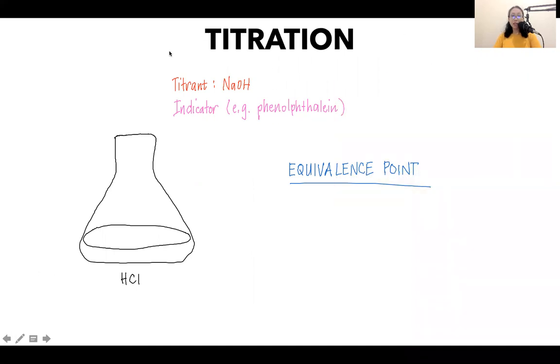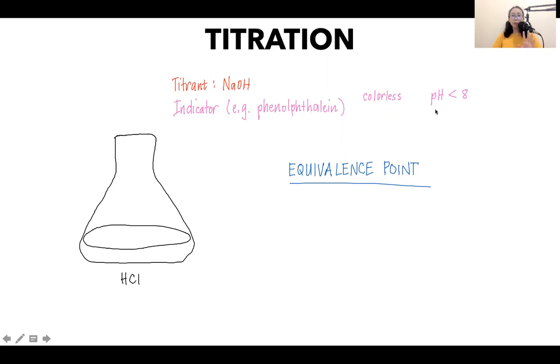So phenolphthalein is clear, so it's colorless. It's colorless at pH less than 8. So if the pH of the solution is less than 8 and you add a drop of phenolphthalein into that solution, the solution will still remain as is, because phenolphthalein is colorless at pH less than 8.